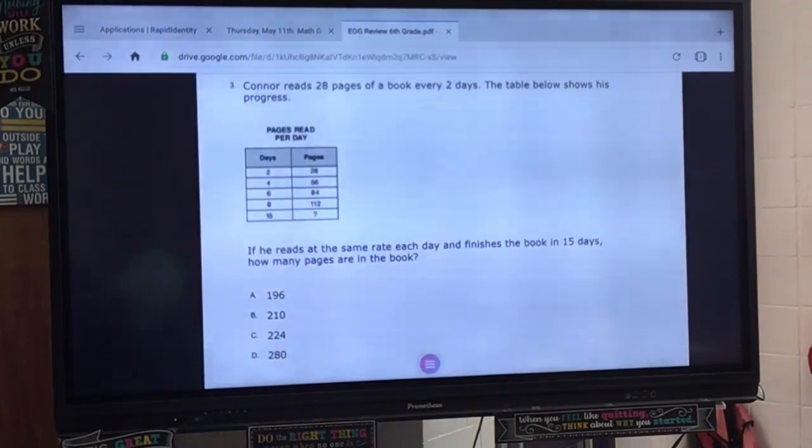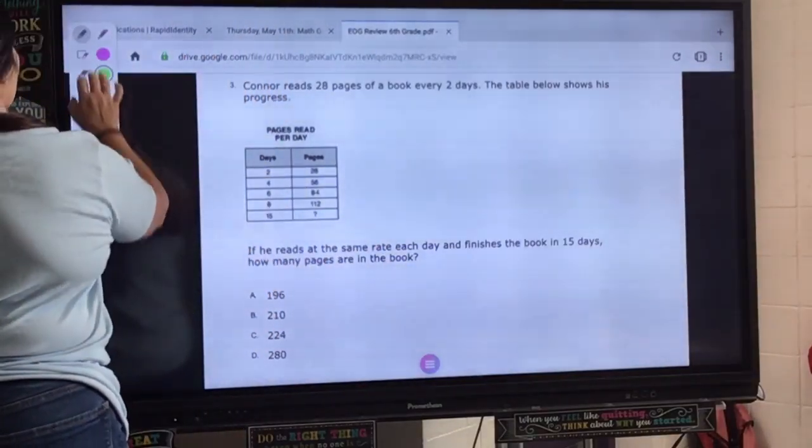So this is a unit rate question, but I feel like this is a fairly easy one that we should be able to do. All right, so it says Connor reads 28 pages of a book every 2 days. The table shows his progress. If he reads at the same rate each day and finishes the book in 15 days, how many pages is the book?